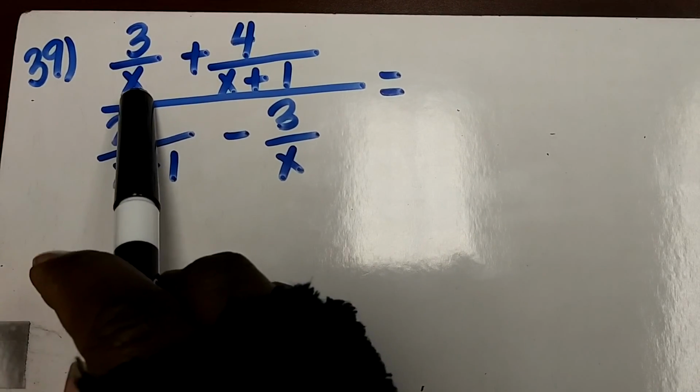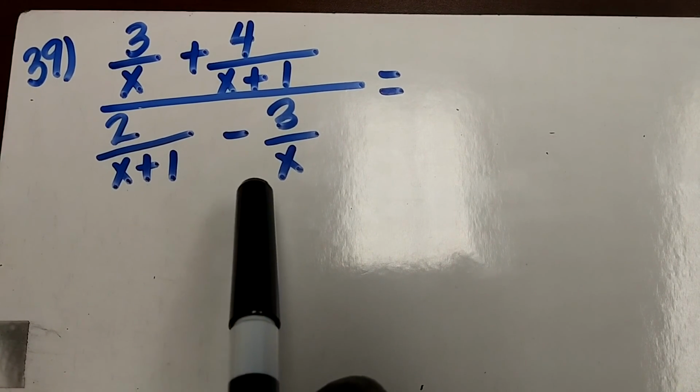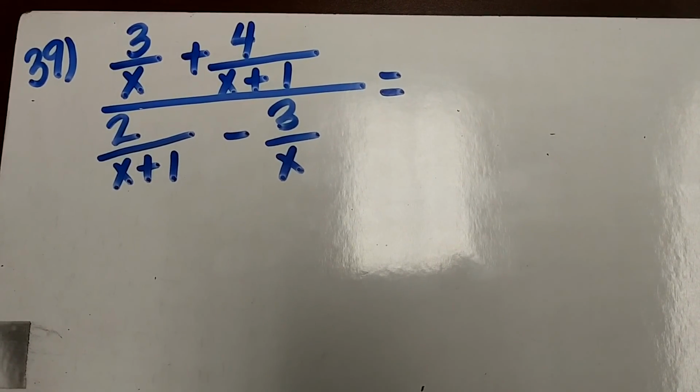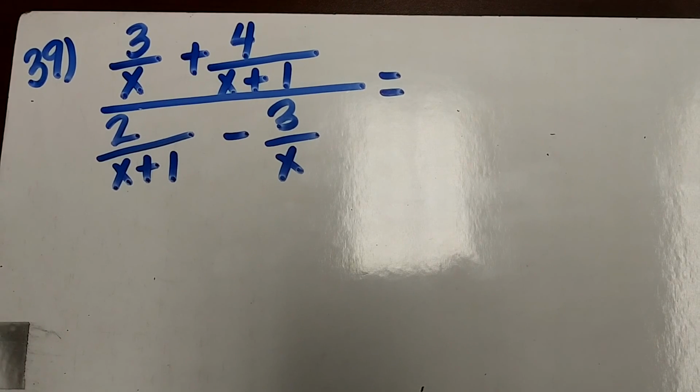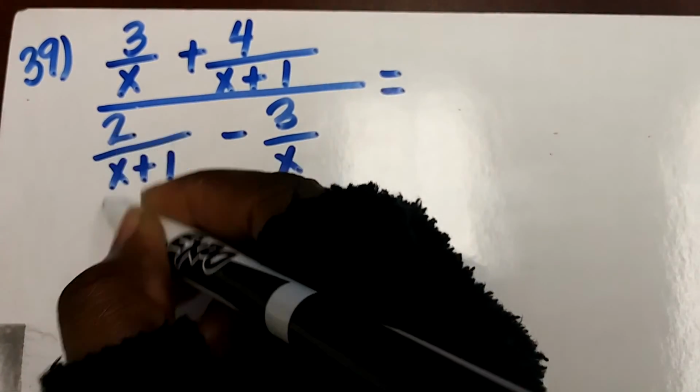I see an x, I see an x plus 1. I see an x plus 1, I see an x. How many different things do you see in those denominators? I see 2 different things. I see x and I see x plus 1. That's my LCD.